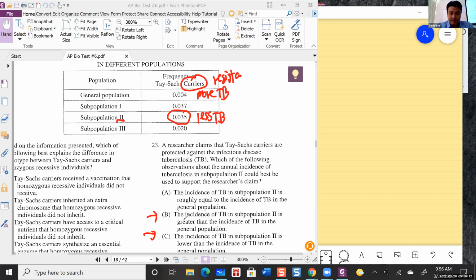So do you see B and C? B is wrong because the incidence of TB is greater in population 2. Wouldn't that suggest the opposite? Okay, so it has to be C. The incidence of TB in subpopulation 2 is lower than the general. So the more carriers, the lower the TB. That is what the claim is, that carriers are protected against TB. So between B and C, they're kind of opposite. So usually one of those is the answer. Yeah. Okay. All right. So C is the answer. Yeah. All right.